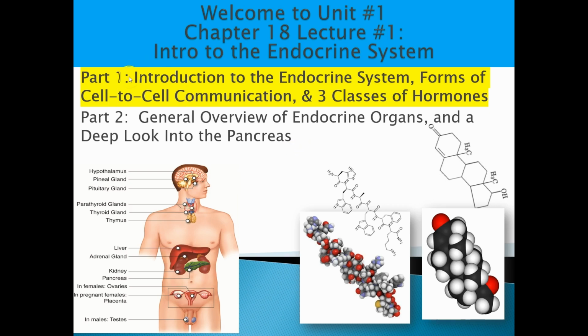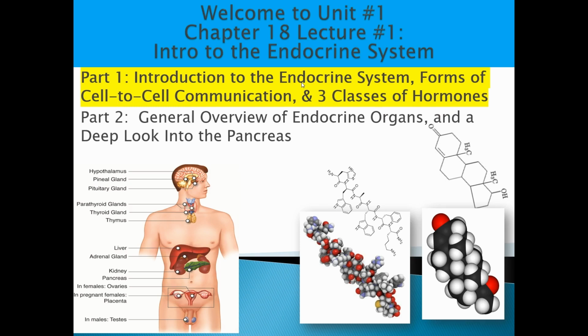Lecture 1, part 1 would be the introduction to the endocrine system. Then we're going to get into the forms of cell-to-cell communication. Those of you that have taken anatomy courses in the first semester know they usually end with the nervous system. So we know there's nervous system communication, but we're going to look into the different ways of chemical communication outside of that. We're really going to define those. And then we're going to define three classes of hormones. That's the big picture that you're going to see in this first part.